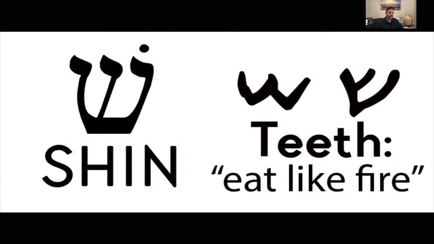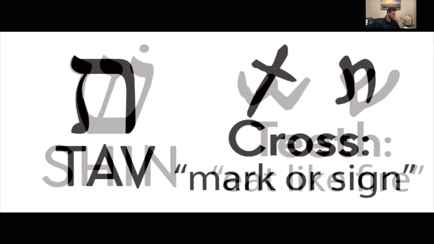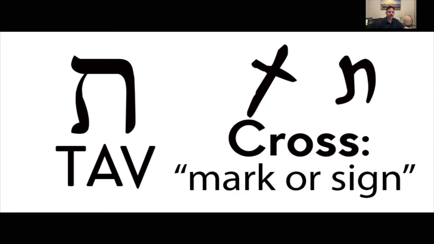The letter Shin is a picture of teeth, but speaks of the function of eating, and even eating like fire, which not only eats but consumes. And finally, the letter Tav, which is a picture of a cross or a mark.